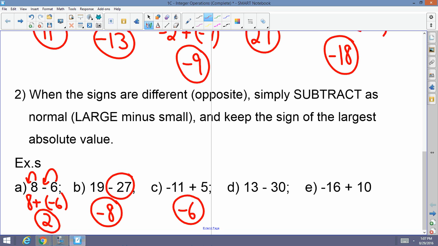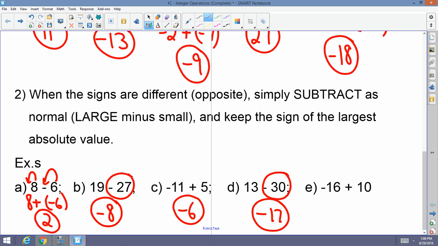13 minus 30. Well, 13 is positive, the 30 is negative. So when the signs are opposite, you subtract and keep the sign of the largest absolute value. So 30 minus 13 is 17, but I have more negatives than positives. The absolute value of negative 30 is larger than the absolute value of 13. So I have negative 17 as my answer.